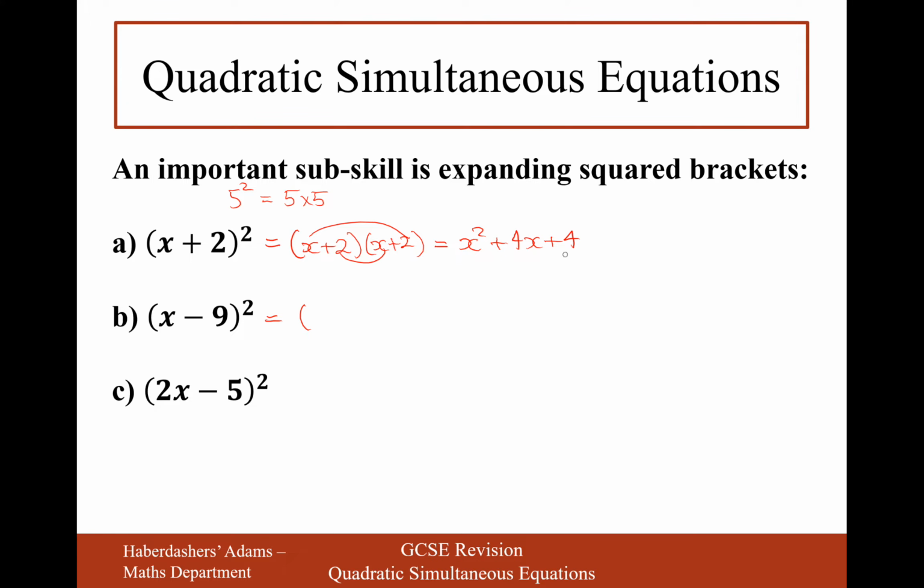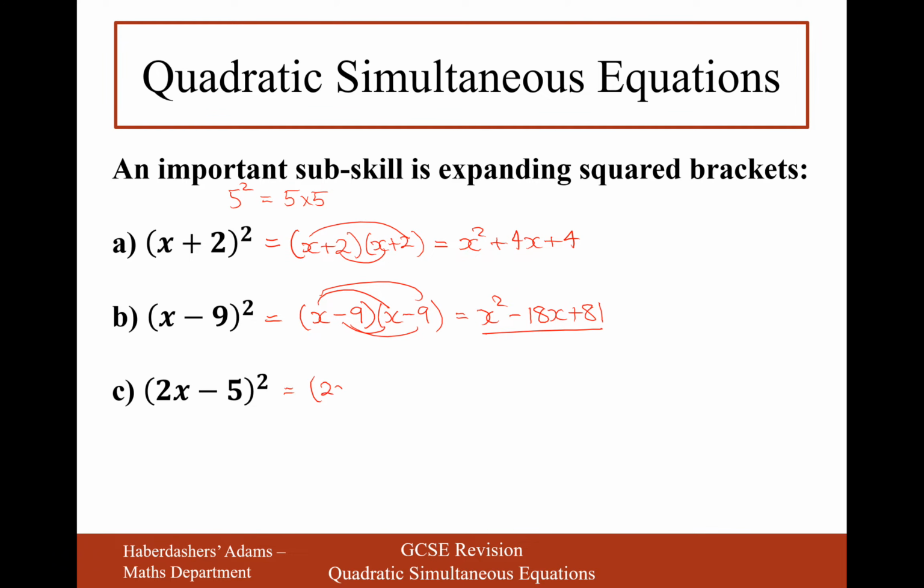Pause the video and have a go if you didn't get that one, because you definitely need to practice on these two if you didn't get the first one. I'm now going to go through the second one. It's going to be x minus 9 times itself 2 times. So x minus 9, x minus 9. Expand the brackets. So it's going to be x squared minus 18x plus 81.